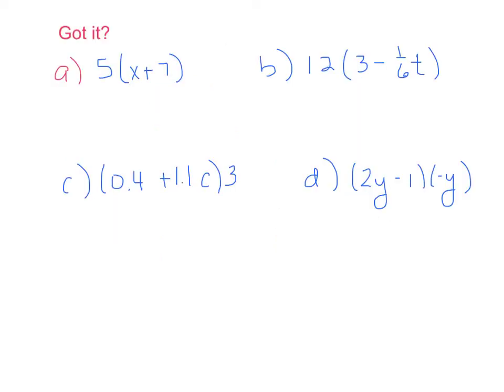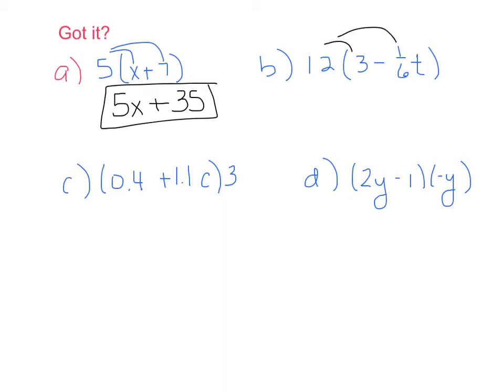So now flip the page in your book to page 4. We're going to try the got it section at the top. So we're going to look at part A. We're just going to do these together. Take 5 times x plus 7. What would that give you? 5 times x, 5 times 7. 5 times x is 5x. 5 times 7 is 35. Our expression would be 5x plus 35.